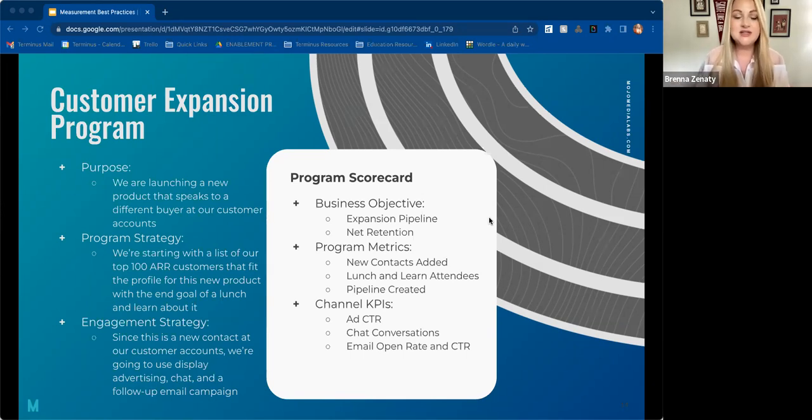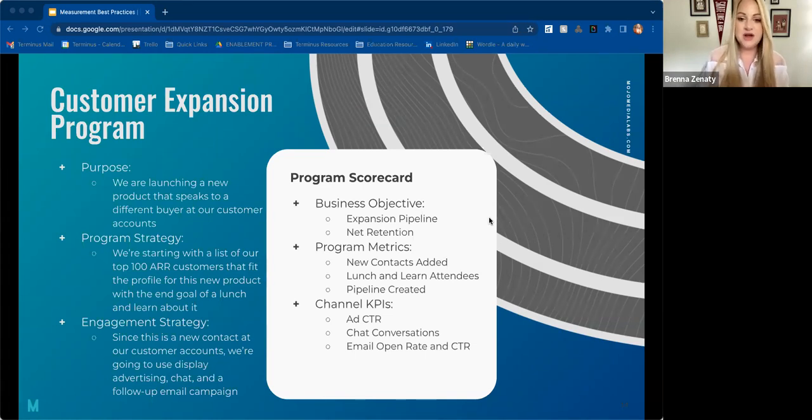But this is really an area, as an example, that we know customers are happy, but we're trying to sell new products or services into them, right? So in this example, we're launching a brand new product. It speaks to a new type of buyer in our existing accounts. So it isn't something we can sort of run the same old plays to, or to the same people we're currently working with. So from a business objective standpoint, we're looking at creating expansion pipeline in these accounts, as well as, again, overall net retention to see what sort of impact we're making.